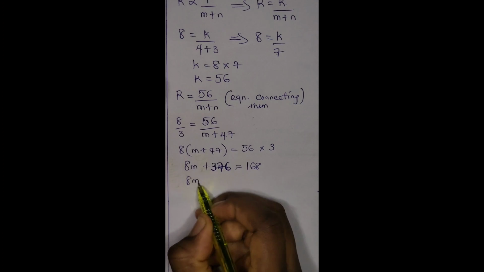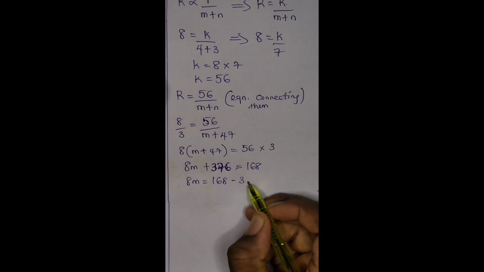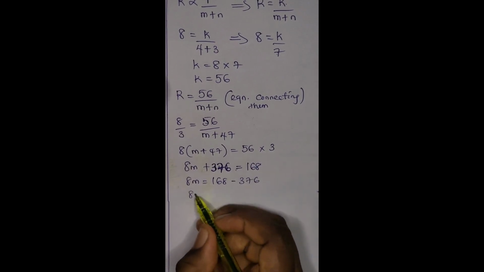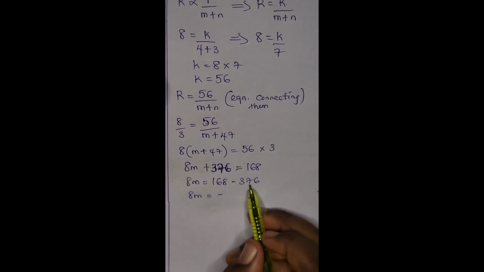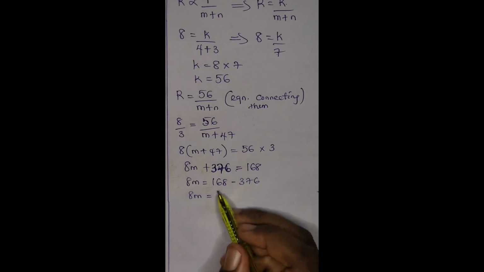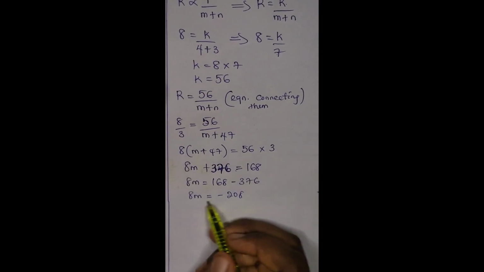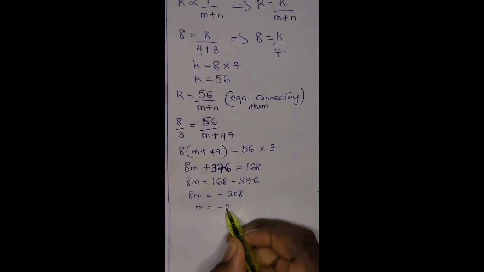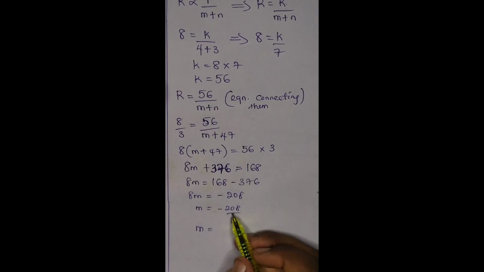So we have 8m equal to 168 minus 376. We have 8m equal to minus 208. Yeah. So to get our m, we divide both sides by 8. This will give us m equal to minus 208 over 8. m will be equal to minus 26.